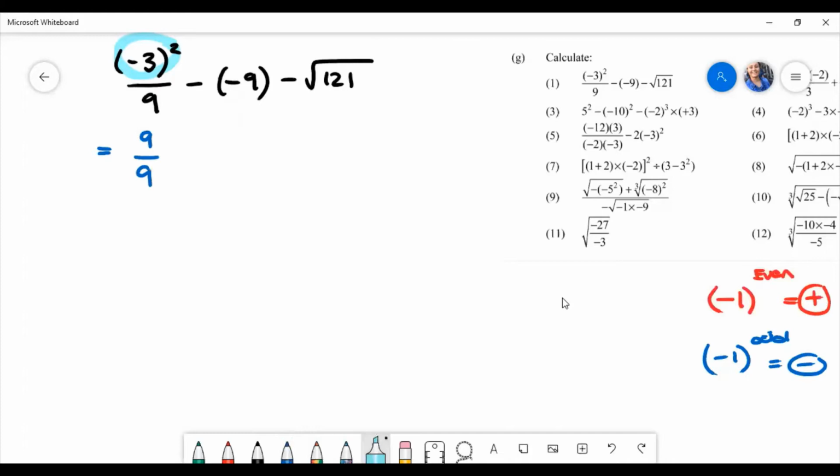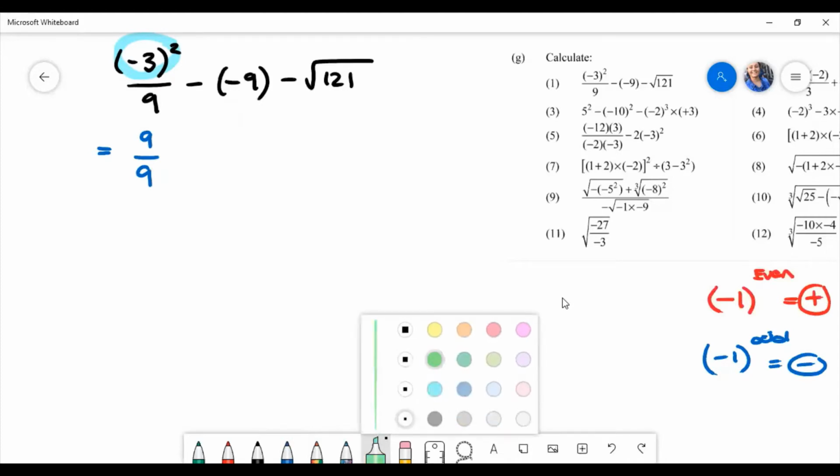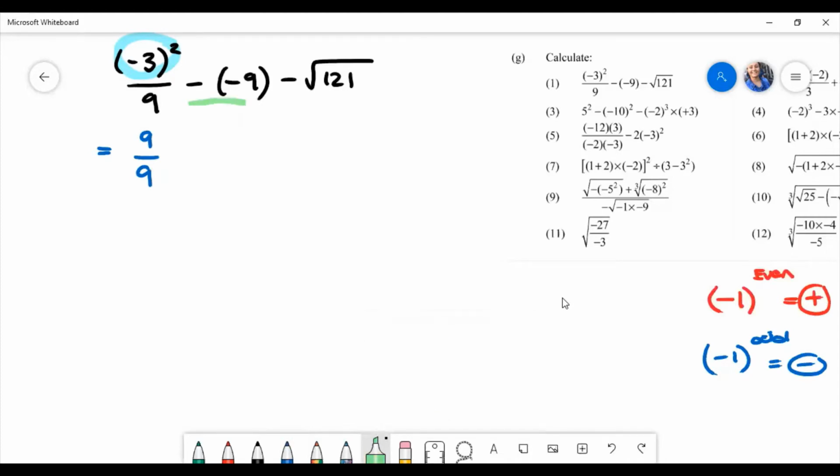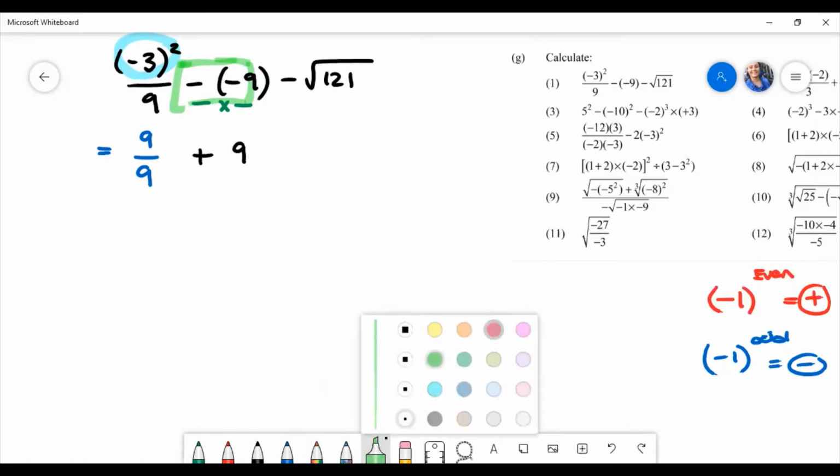Right. Now I'm going to highlight my next step, which is where I see a sign next to a sign. When I have a sign next to a sign, it means product. So I will need to see what is that negative times that negative. And I am allowed to go ahead and multiply it into that bracket because I only have one term within the bracket, which now gives me a positive 9.